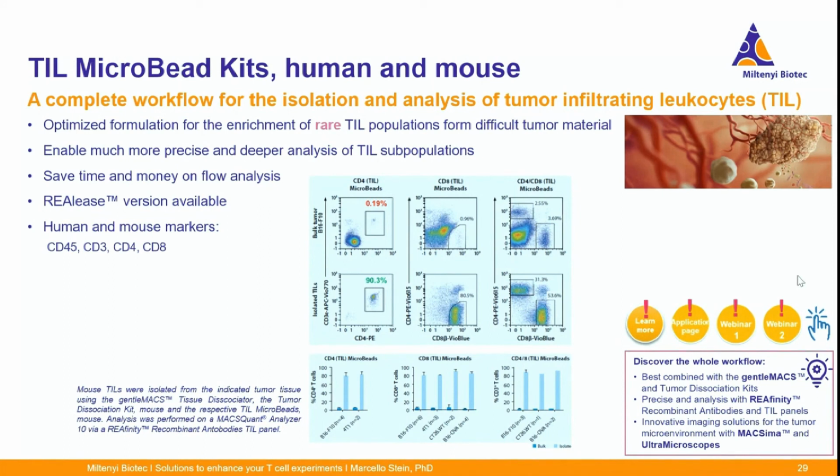In this context, the specialized TIL microbeads are the ideal tool to efficiently enrich viable and pure TILs from tumor single-cell suspensions with highest recovery rates. The TIL microbeads are available for human and mouse CD45, CD3, CD4, and CD8 positive cells. The human TIL microbeads are moreover available as REAlease version to facilitate label-free isolation of target cells from human tumor tissue. The TIL microbeads are best integrated in our wholesome and comprehensive TIL workflow.